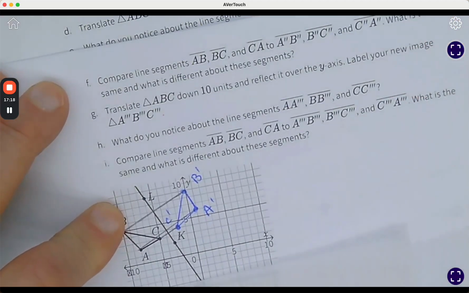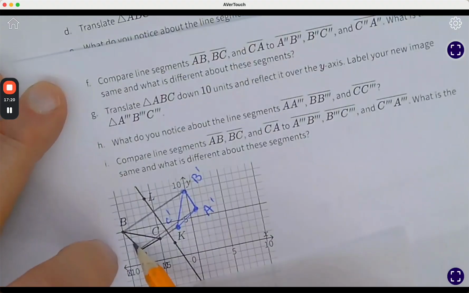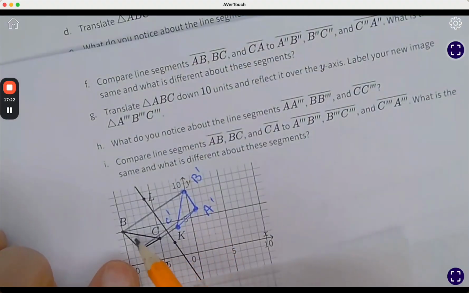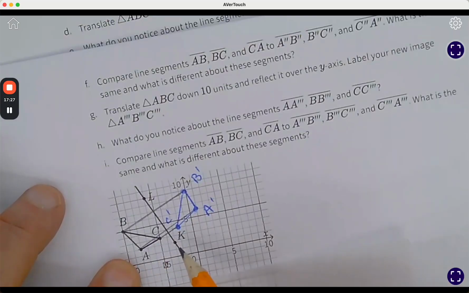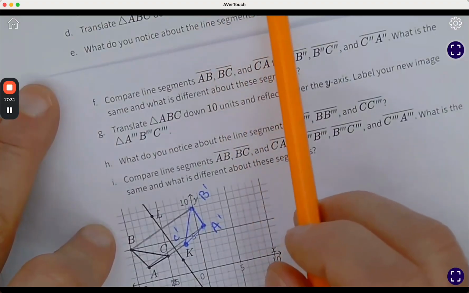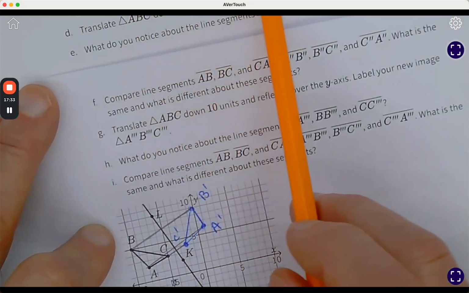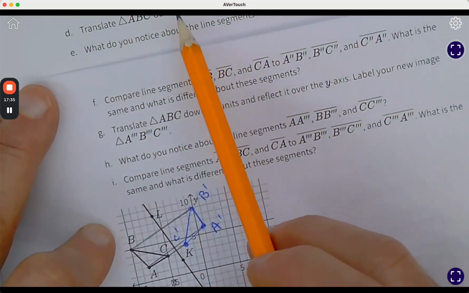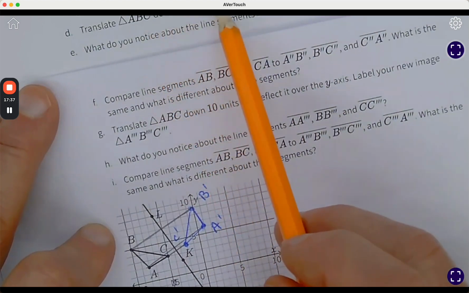Compare the line segments AB, BC, and CA to, hold on, A double prime. I must have missed something. Where am I? Compare the segments AB, BC, and CA. What is the same and what is different about these segments?